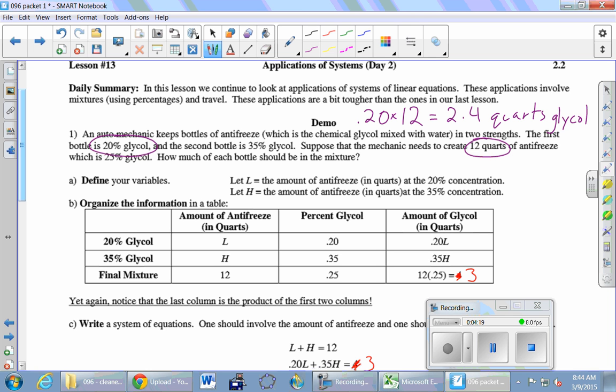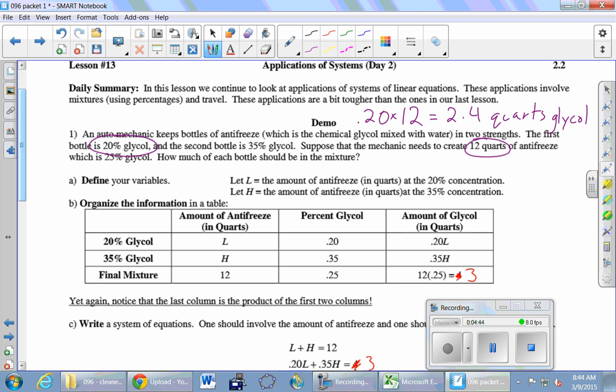And then we got the percent that's glycol. Notice that just like Ben said, we're going to change those percentages to decimals. And if we're going to use them, we got to get them to be decimals. So the first one is our 20%. The next one is our 35%. This might be the first time that we actually have a number in the bottom middle here. I don't know if we had a number in that spot in any of the tables last time. But 25% glycol is the desired mixture.